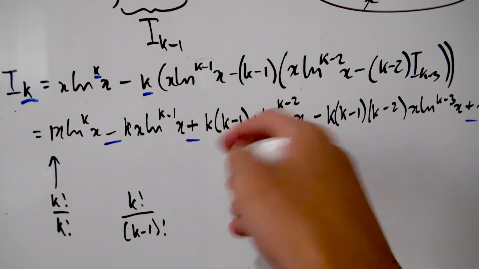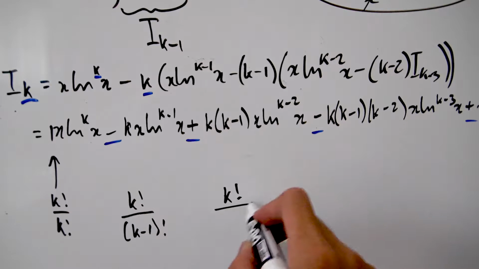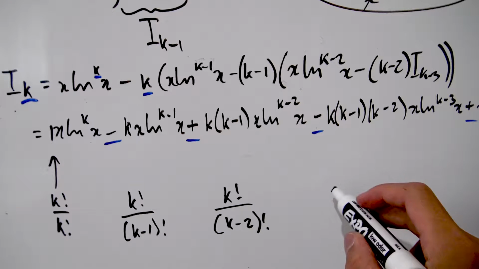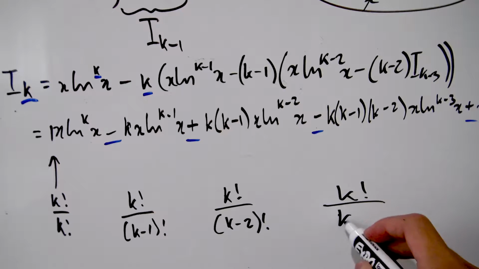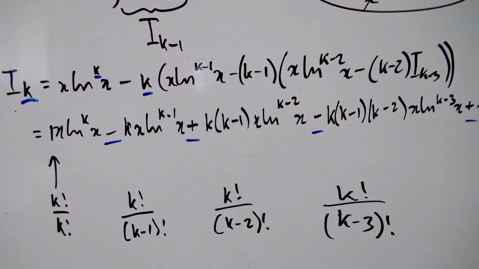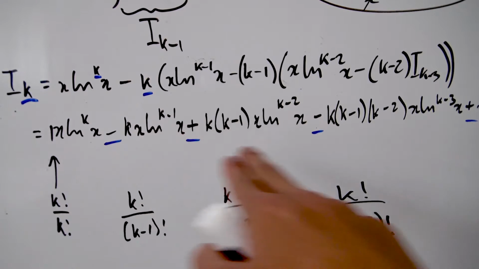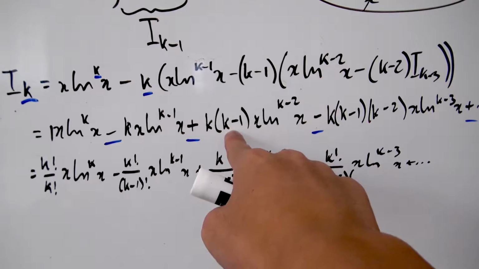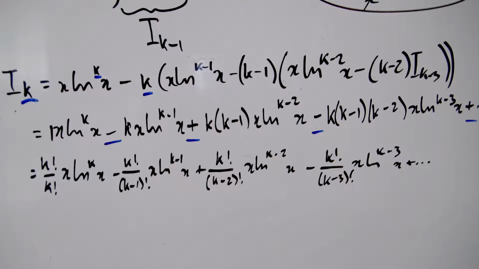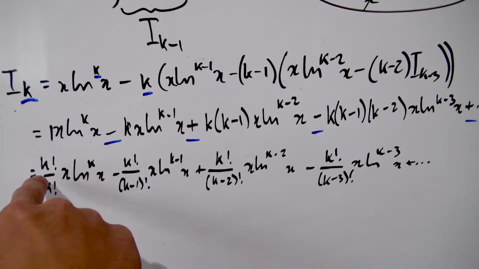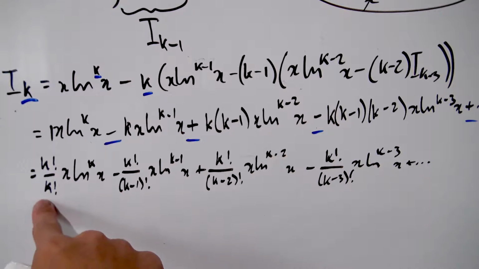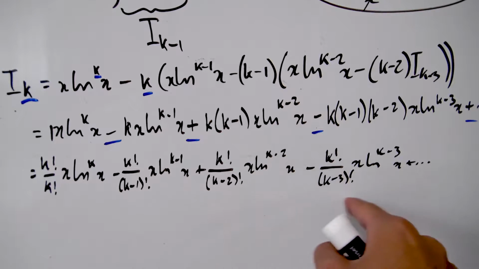And for this term we have k factorial over k minus 2 factorial. And for this part here we have k factorial over k minus 3 factorial. So let's write all of this stuff in terms of these k factorials. Alright, so I've expressed all of these coefficients in terms of k factorials. So now we can really see some kind of pattern emerging, because all these k factorials are kept constant throughout every single term, and the denominator changes by 1 step every term, you could say.